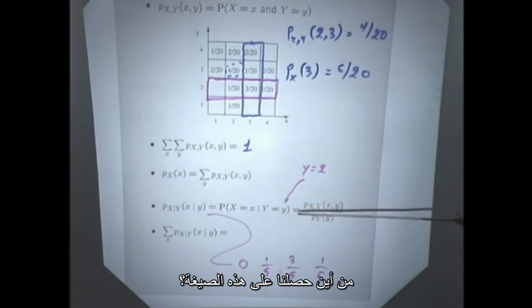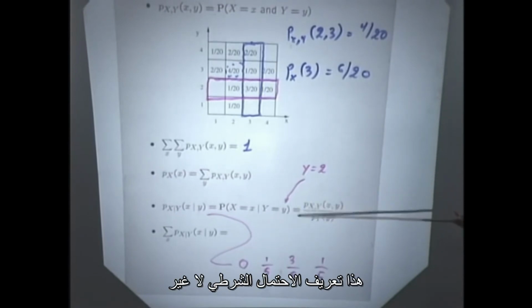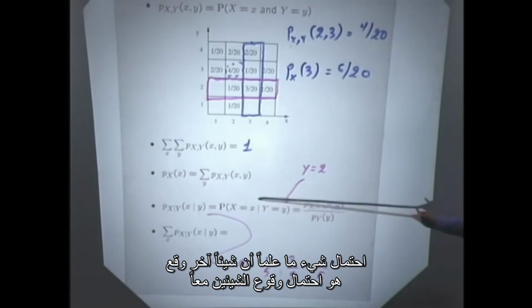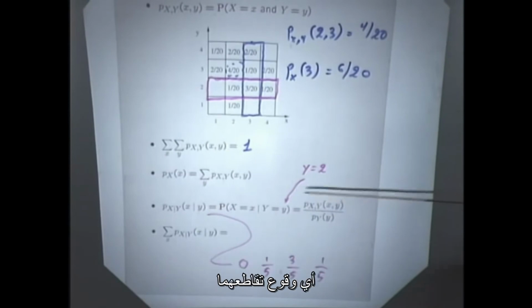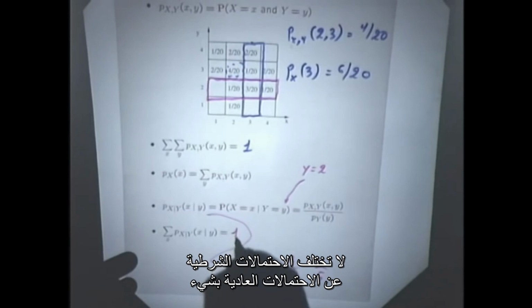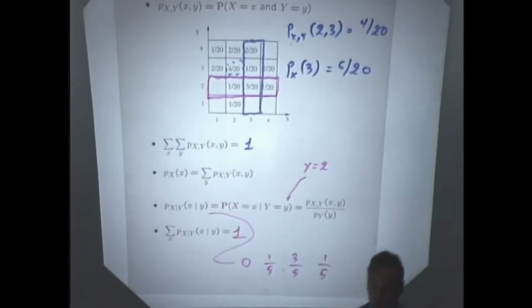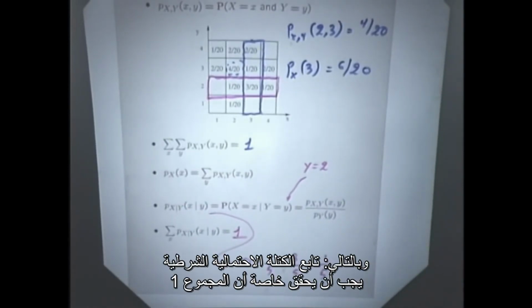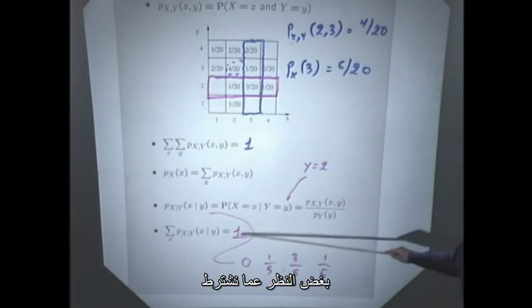Now, where does this formula come from? Well, this is just the definition of conditional probabilities. Probability of something conditioned on something else is the probability of both things happening, the intersection of the two, divided by the probability of the conditioning event. And the last remark is that, as I just said, conditional probabilities are nothing different than ordinary probabilities. So a conditional PMF must sum to 1 no matter what you are conditioning on.